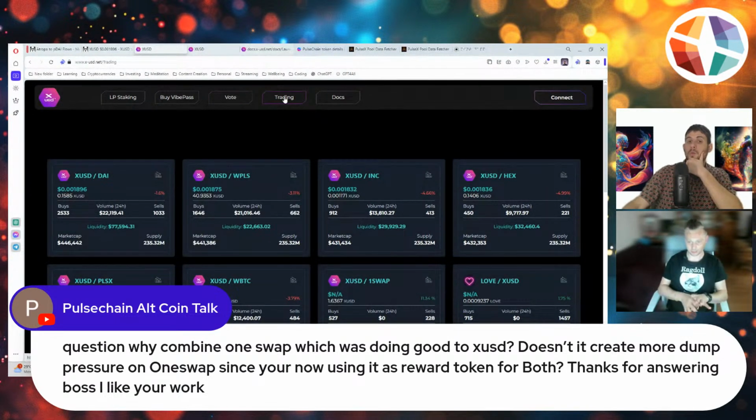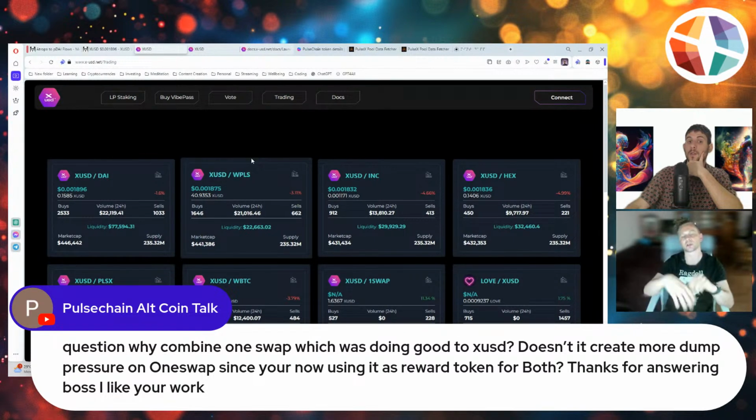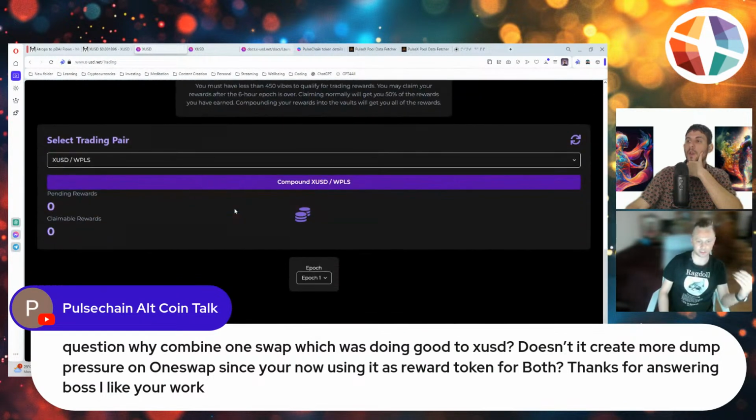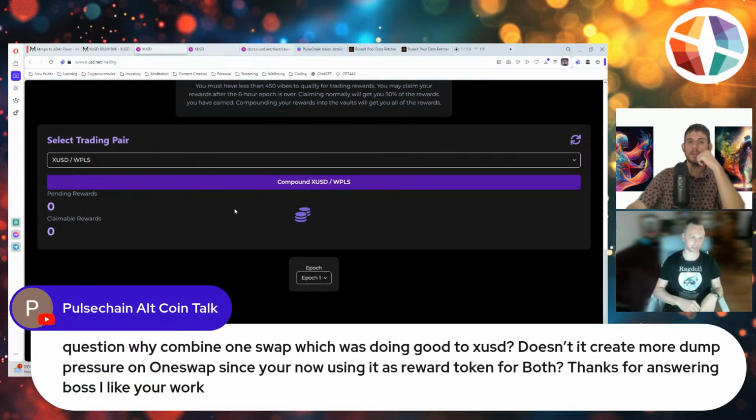Now, the rewards that you get through trading, is that correct? Yeah, if you scroll down, you'll have to actually connect to see the full page, to be honest, which in our front end update won't be necessary, I should say. Sure.